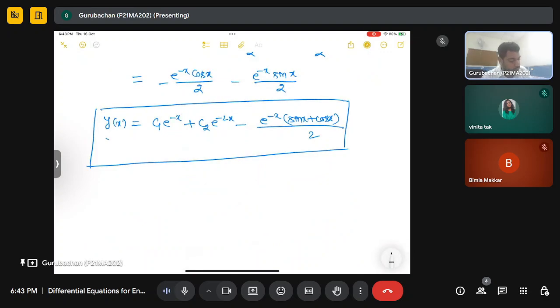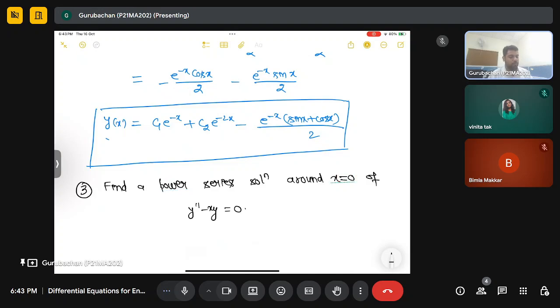Question number 3: find a power series solution around x equal to 0 of y double dash minus xy equal to 0. So we have been given a differential equation and we need to consider a power series around x equal to 0 and find its solution. So try first, then we will discuss it.